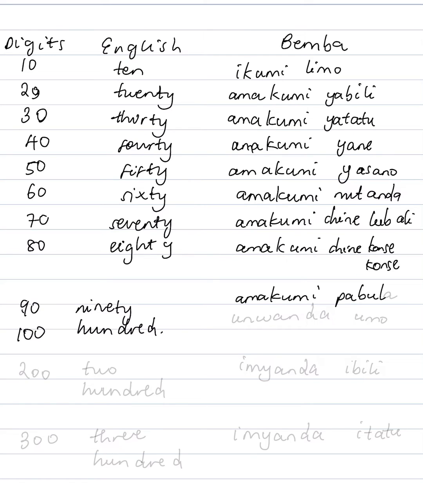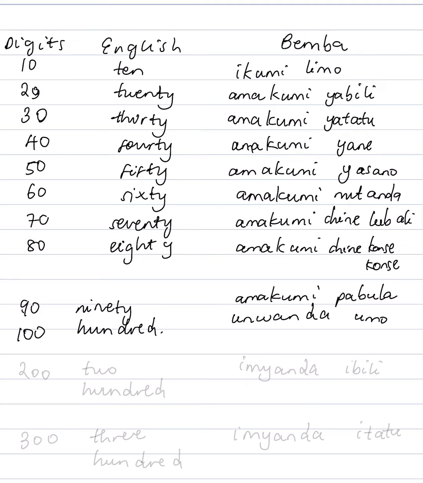And lastly, 100 is umwanda umo. So we can see from the pattern from 1 to 90 that ikumi refers to a fist, which is 10. And then the first part from 20 to 90 starts with amakumi. Then following after, if you look at 10, it is ikumi limo.